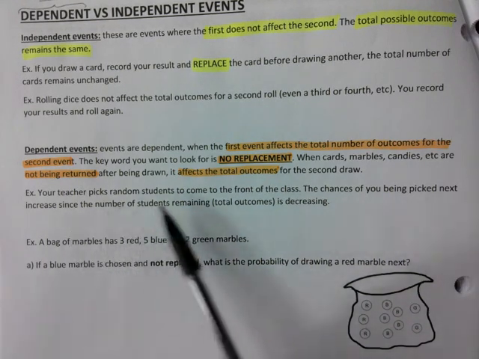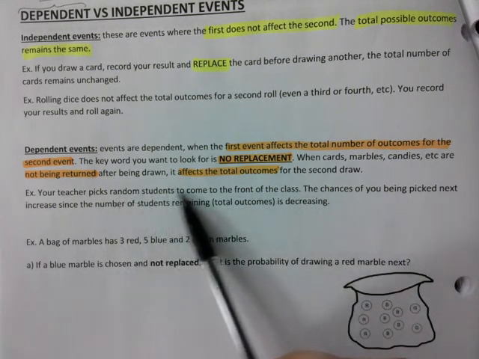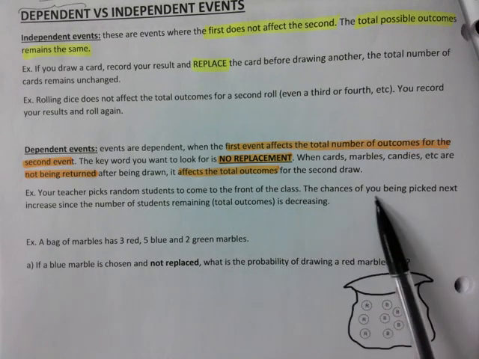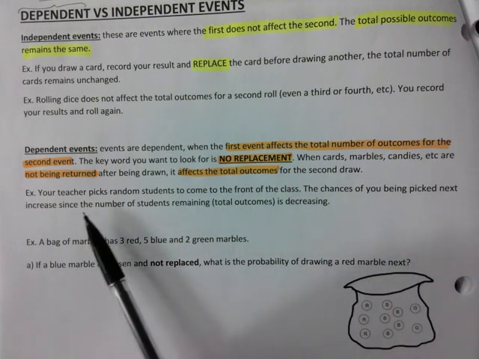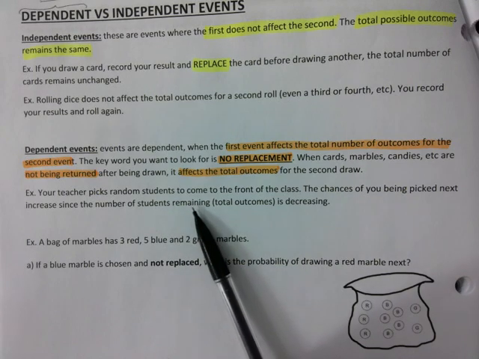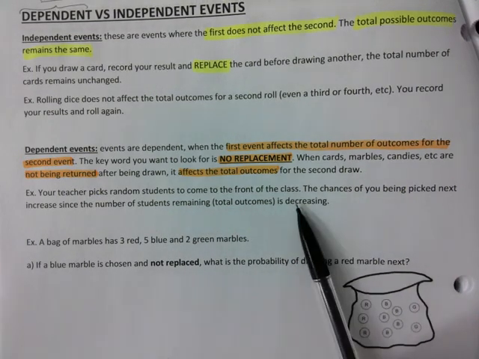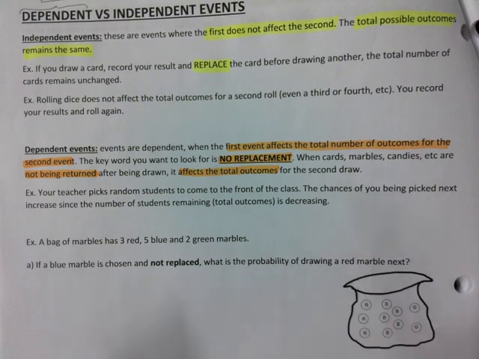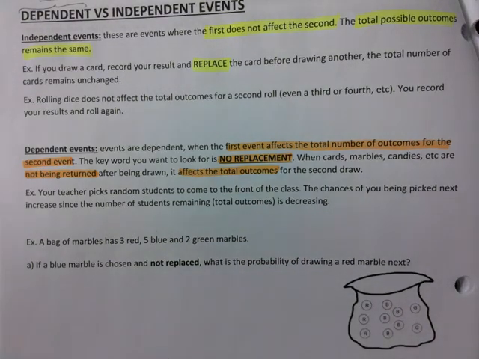So example, your teacher, I already talked about this, right, making groups. The chances of you being picked next increase since the number of students remaining, right, the total outcomes, is decreasing. So keep that in mind.